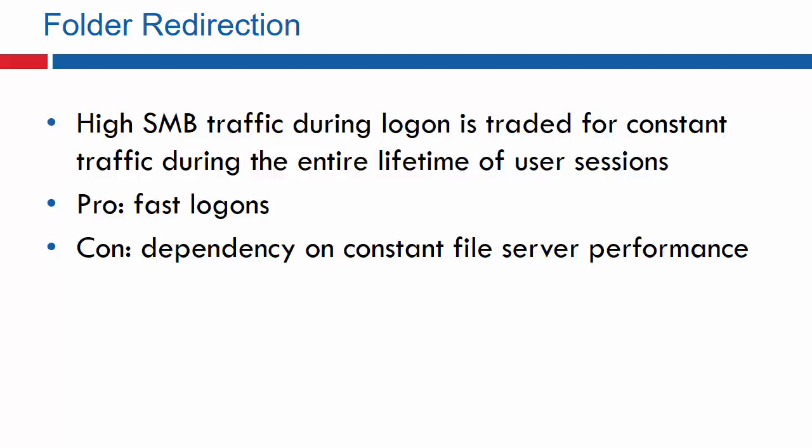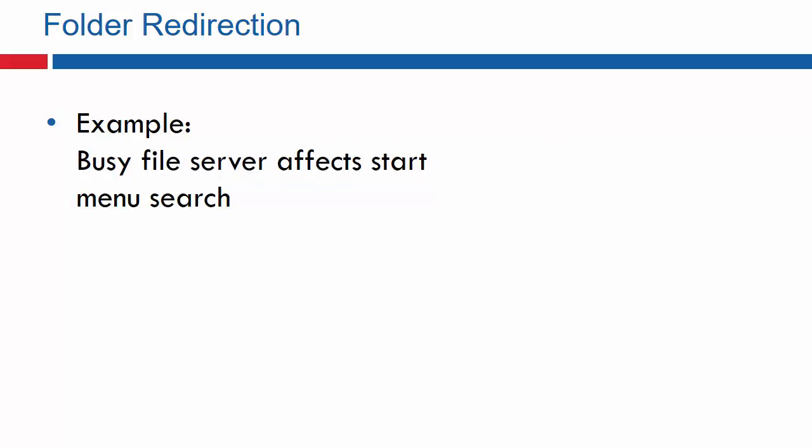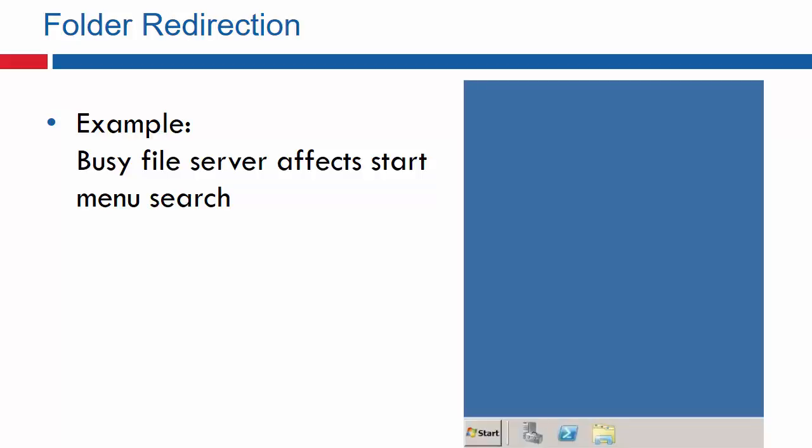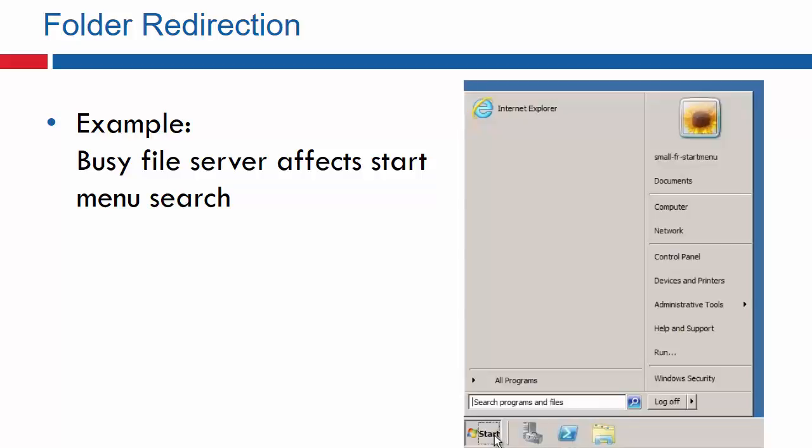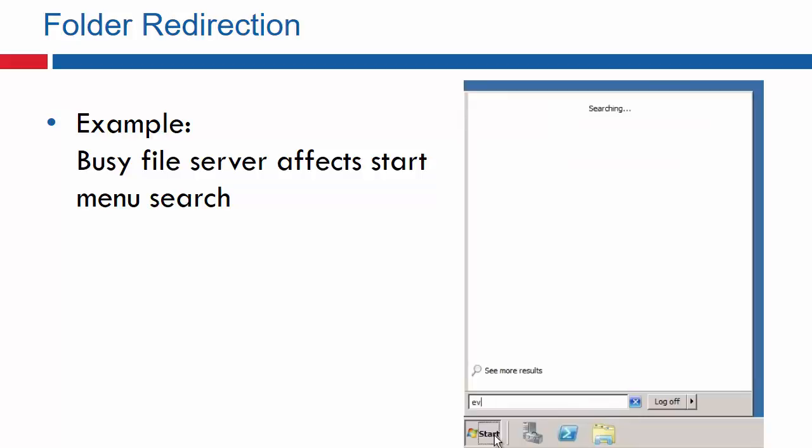And if you could advance to the next slide, I'm going to show you what happens if the file server is a little bit busier than it should be, and how some super simple things depend on data that is supposed to be local, but in case of folder redirection may not be local. So if you could click just once, please, we'll see start menu search, something simple. We are typing EV, looking for the event viewer. Now, please take a look at this.